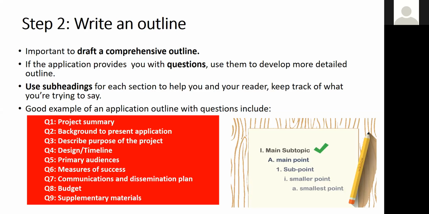So in most grants, these are the 9 things that you should have typically. The 9 questions that I listed here: project summary, background to the present application, the purpose of the project, the timeline of the project, the primary audience that is going to benefit from this project, the beneficiary, how are you going to measure the success, how are you going to disseminate the findings at the later stage, how do you design the budget to fulfill the objective, and what are the other supplementary materials that you need to include.